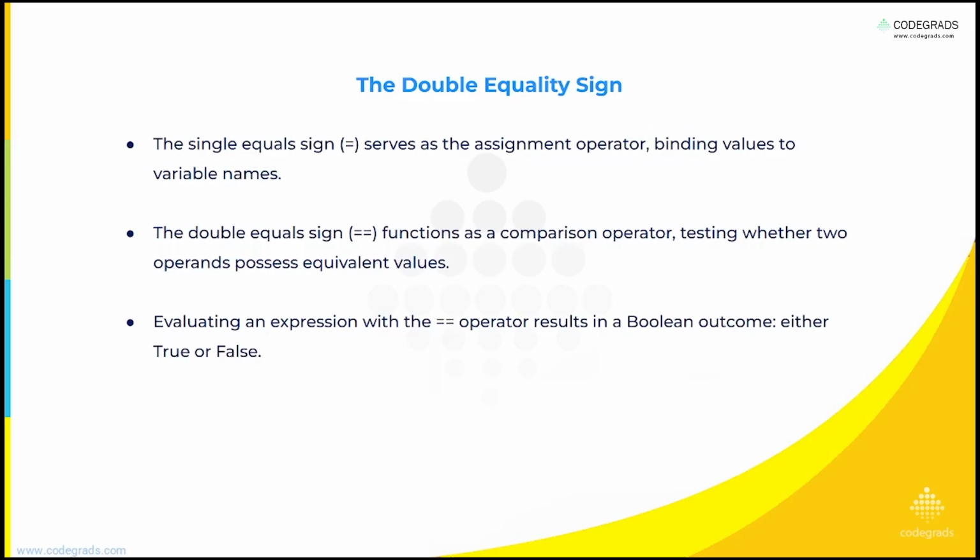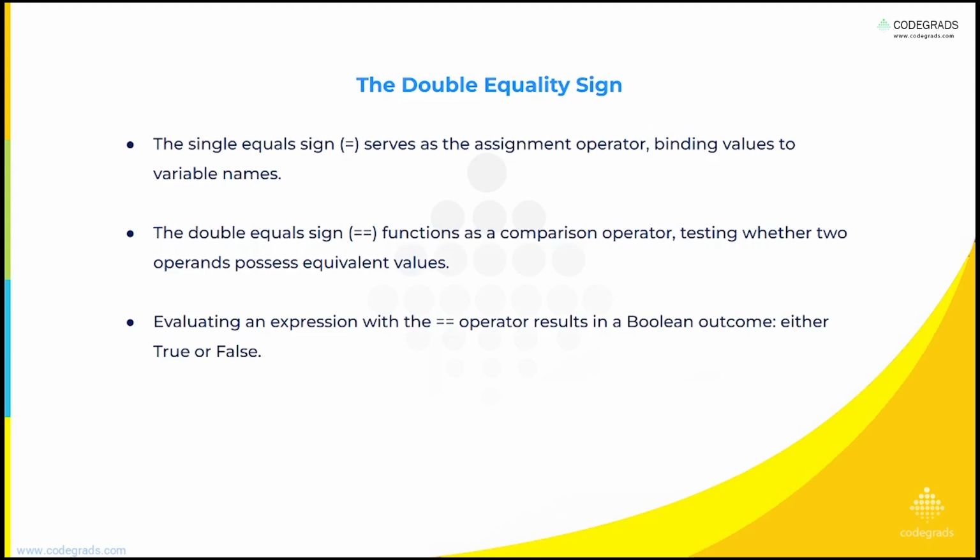Now next is the double equal sign. The single equal sign serves as the assignment operator, binding a value to the variable name. So when I say x equal to 10, what will happen? Naturally, the x variable will have the value 10. And when I print x, what will happen? I will get the output 10. So that is the single equal sign: it serves as the assignment operator.